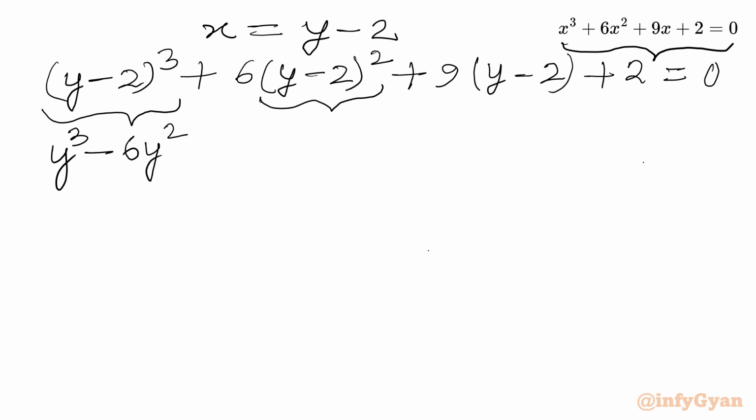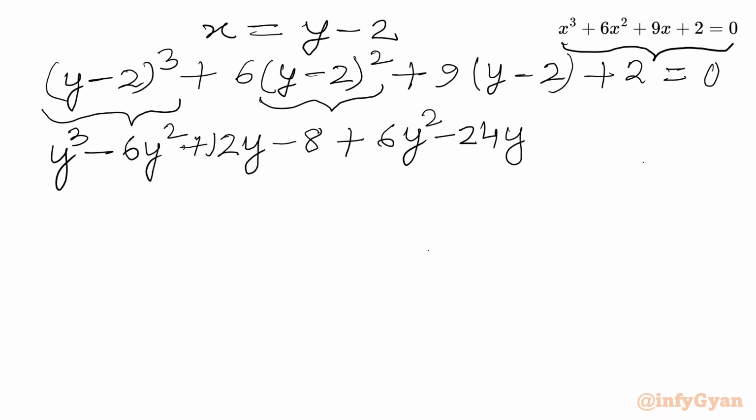Then we have 3ab square. So we will get 12y with plus sign. Minus 2 cube is minus 8. Plus 6 times y square, 6y square. 6 times minus 4y, minus 24y. 6 times 4, 24. Then we have 9y minus 18 plus 2 equal to 0.